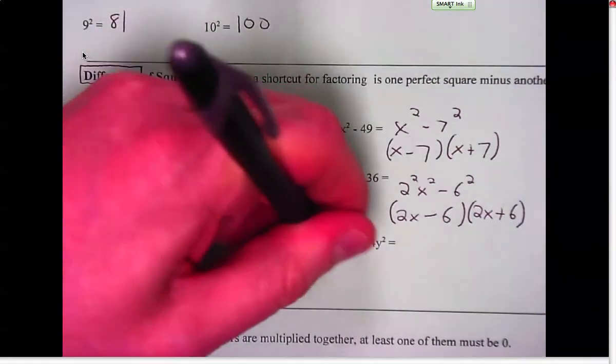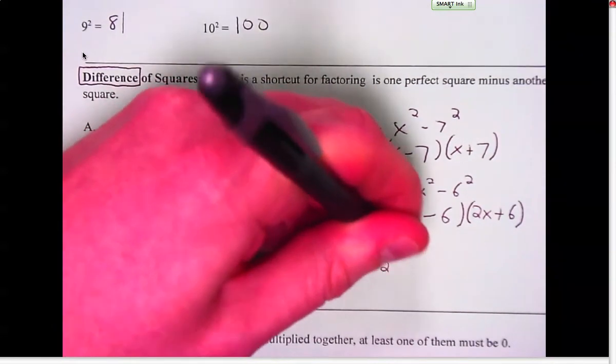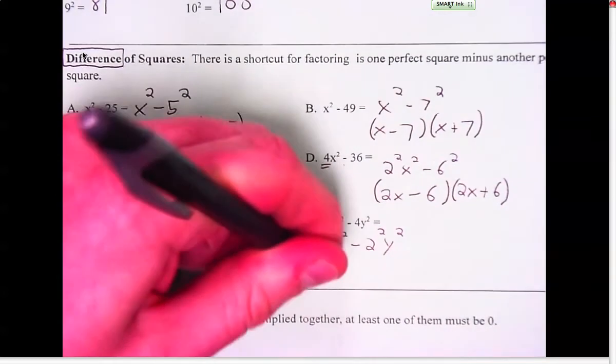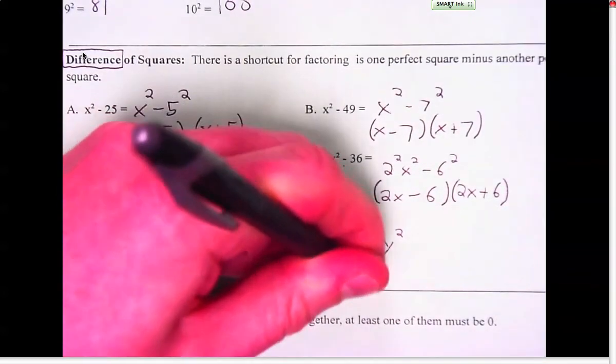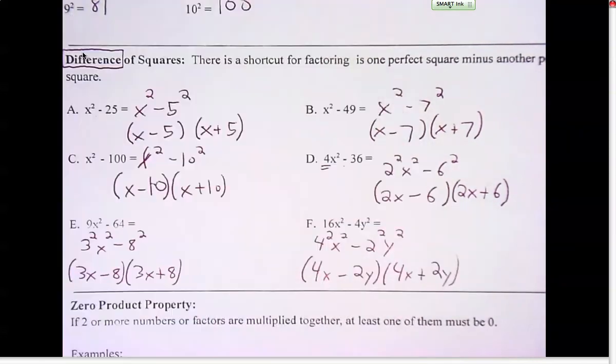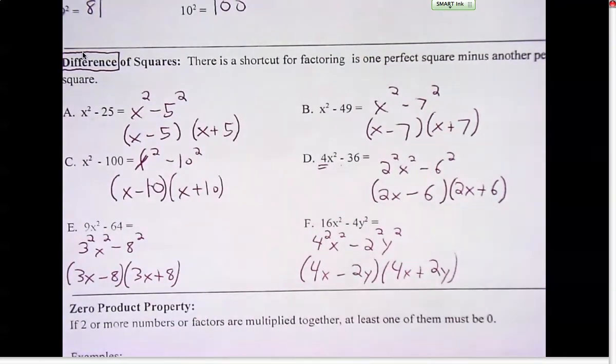On the next one, I have 4 squared x squared minus 2 squared y squared. And so now I copy without the squares, change the minus to a plus, and I'm all set. So that is difference of squares, a nice handy little shortcut that will come up and can make your life easier.